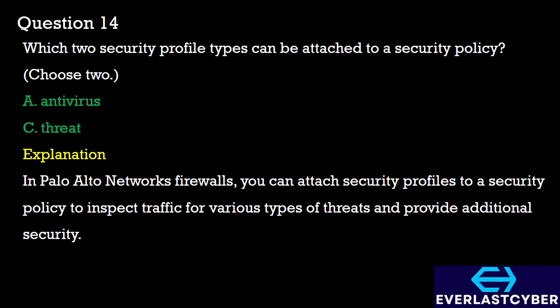The antivirus profile type is used to detect and block viruses, malware, and other types of malicious software in the network traffic, while the threat profile is used to detect and block a wide range of threats such as spyware, exploits, and other security vulnerabilities by leveraging signature-based detection. The other options are incorrect. DDoS protection is not a type of security profile that is attached directly to a security policy. And vulnerability protection is a feature that focuses on identifying and mitigating vulnerabilities within network traffic.